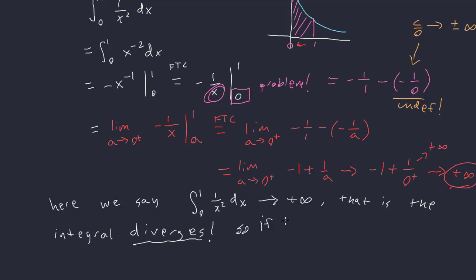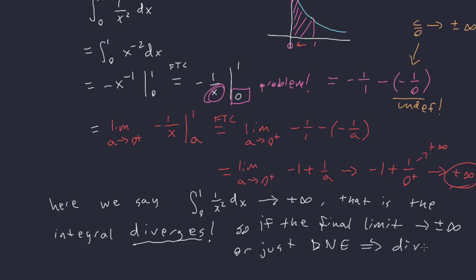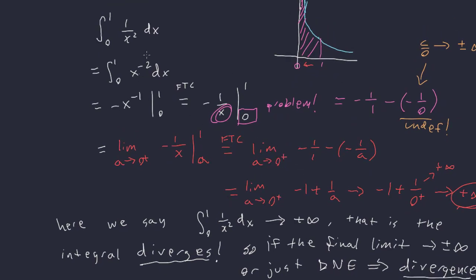So if the final limit goes to plus or minus infinity or just doesn't exist, that implies divergence. Okay, all right, so does this always happen though? I mean, that's a pretty natural question. Would this always happen? So let's just take a look at another example and see what we get.